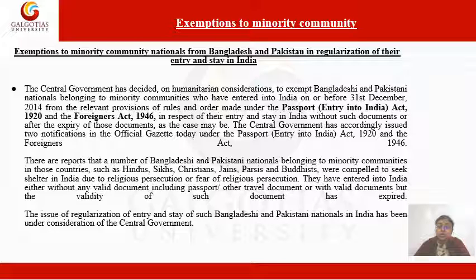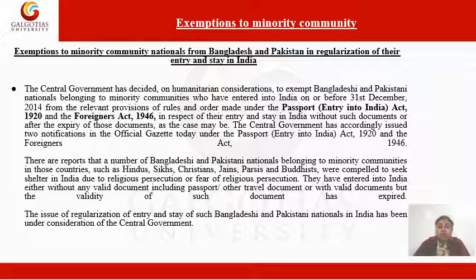situation when the Indian central government decided that on humanitarian consideration, it wanted to exempt Bangladeshi and Pakistani nationals belonging to minority communities who entered India on or before 31st December 2014 from the relevant provisions of rules or orders made under the Passport (Entry into India) Act 1920 and the Foreigners Act 1946, in respect of their entry and stay in India without such documents or after the expiry of those documents, as the case may be. The central government has accordingly issued 2 notifications.